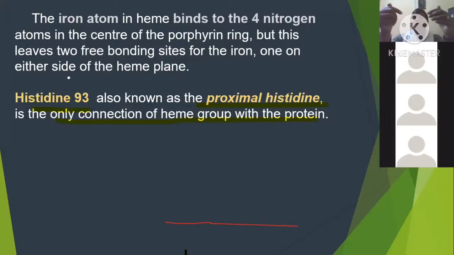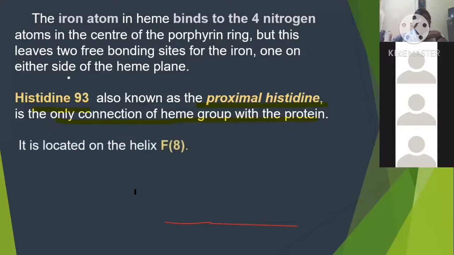That is how the prosthetic group and the protein are held together, making it hemoglobin. Heme is not bound to the entire protein. The only connection is with the nitrogen, with the heme group and the histidine 93. Okay, now don't scribble on your screen.